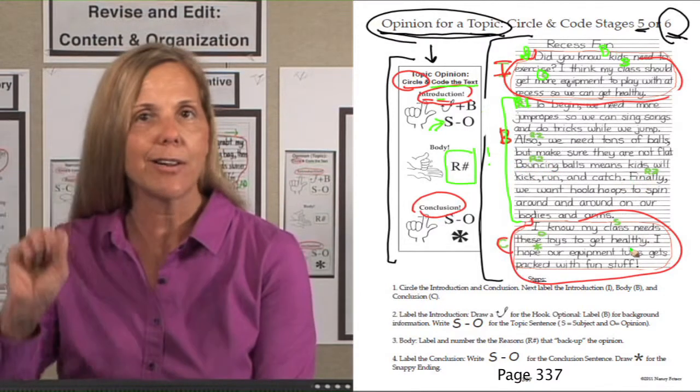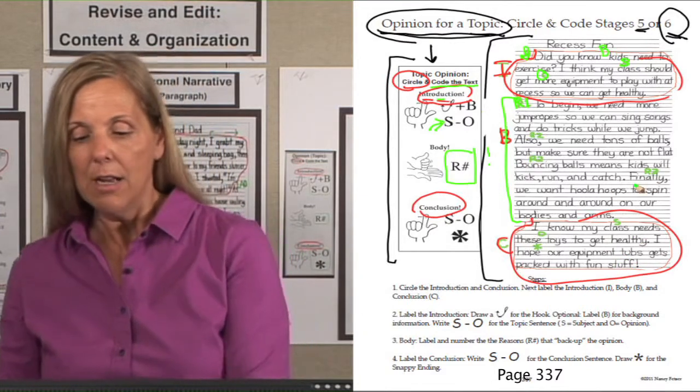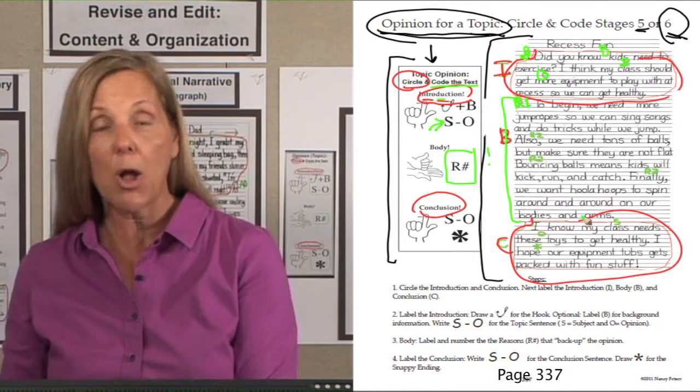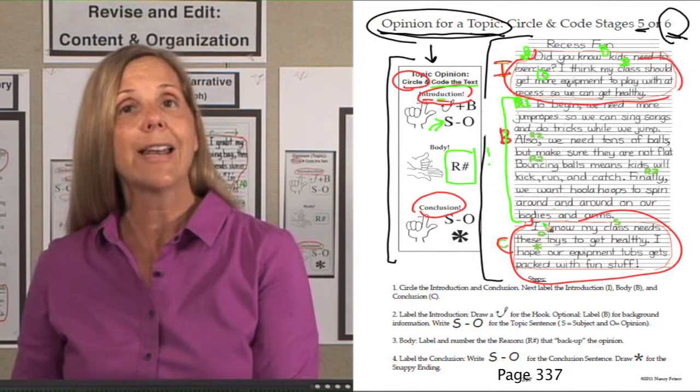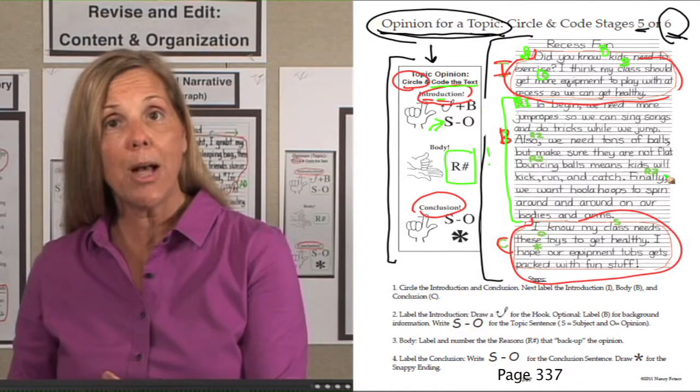Finally, that right there is telling me that it's going to be a new reason. It better be because I'm using finally. Finally, we want hula hoops to spin around and around on our bodies and arms. So that is our next reason. So I'm putting R3 there. I'm done with the body.